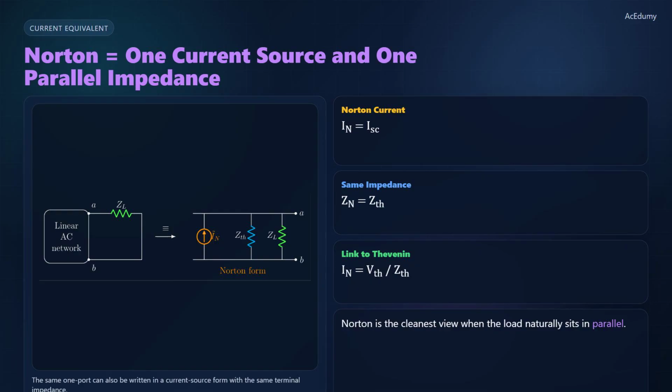The same linear AC network can also be written as a current source in parallel with the same impedance. The Norton current is the short circuit current, and the Norton impedance equals the Thevenin impedance. The two views are connected by I sub n equals V sub th over Z sub th.